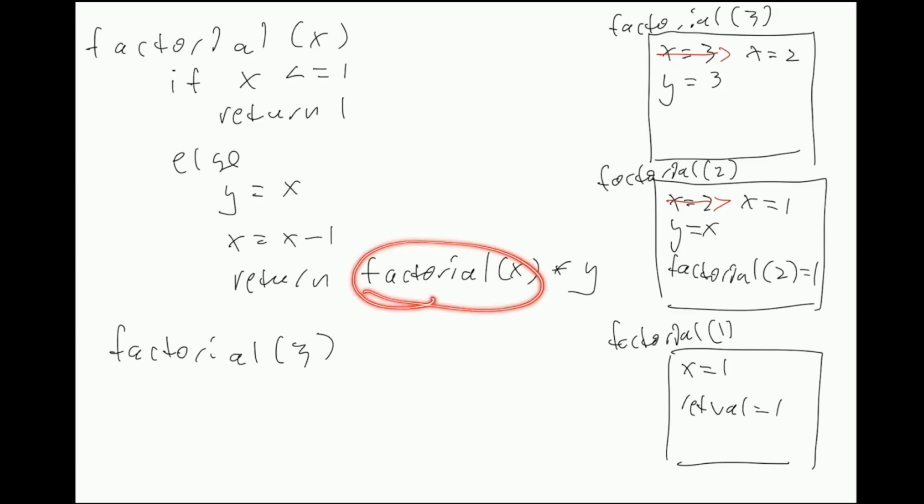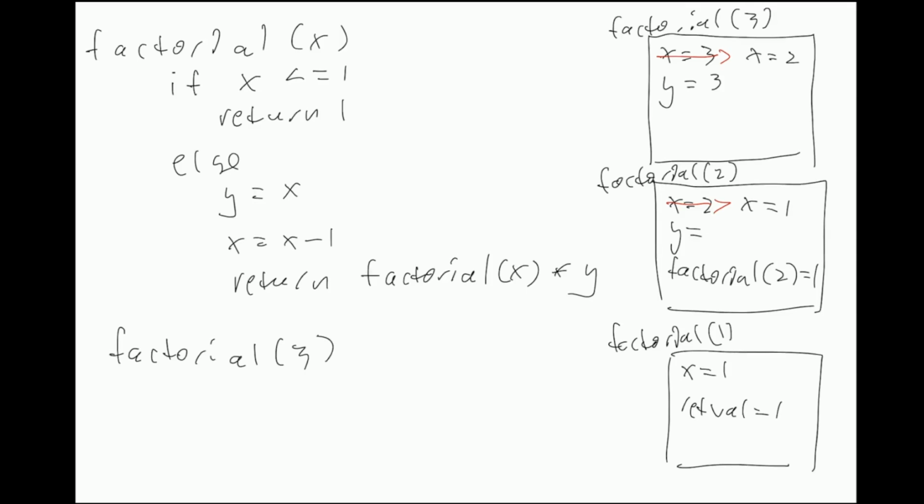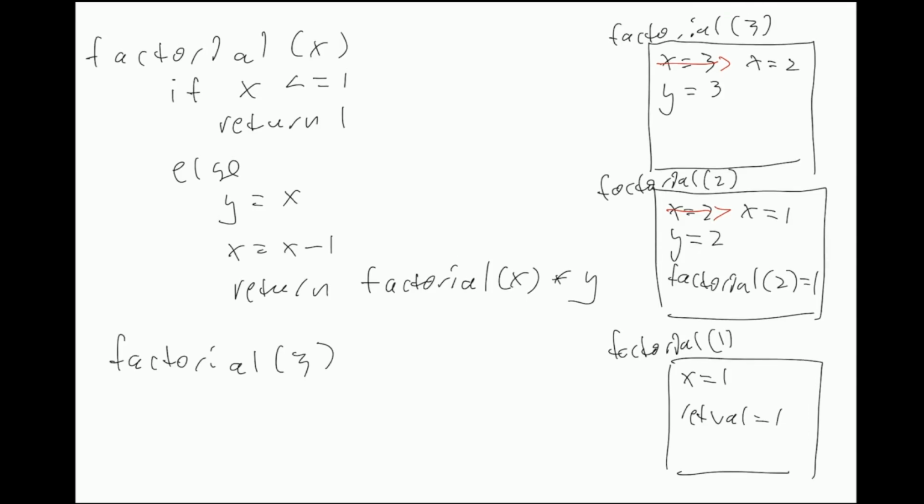And since this is 1, what's y here? So this should be 2. So y is 2. Factorial of 1, y is 2. So we can conclude that the return value of this instance of factorial is 2. And now we've finished computing this version of factorial. We found its return value is 2.